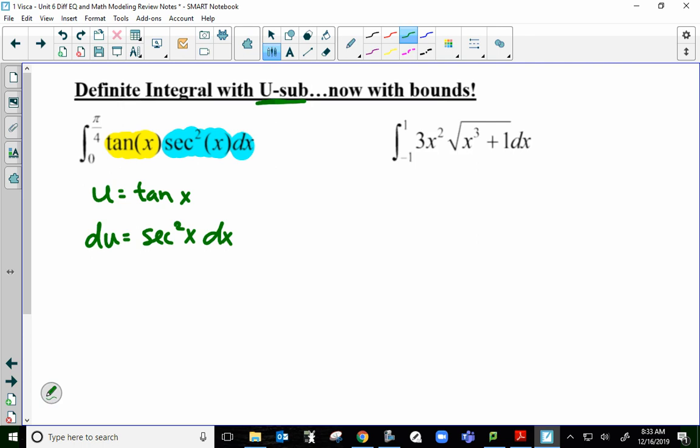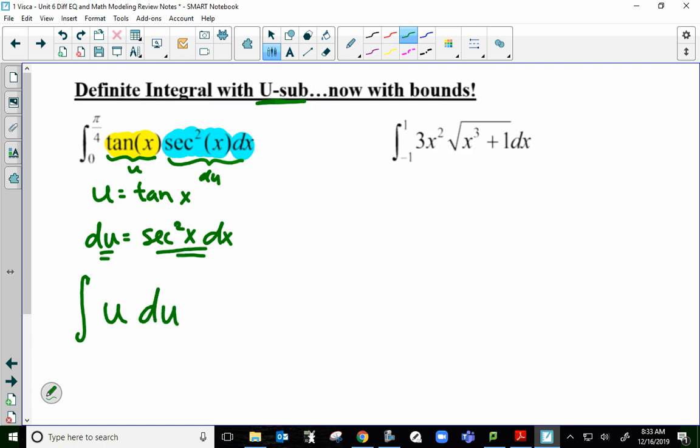So I'm going to draw my little integral. I'm not going to put my bounds yet. In for tangent of x, I'm going to put a U. In for secant squared x dx, I'm going to put du because that's what it is.